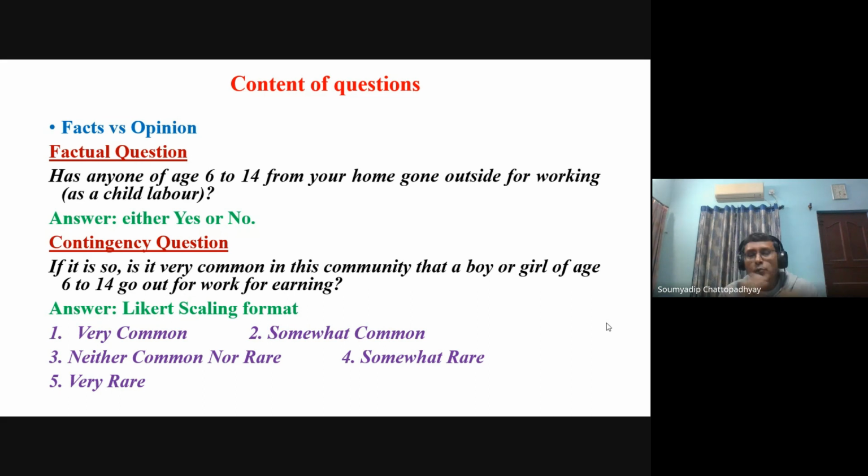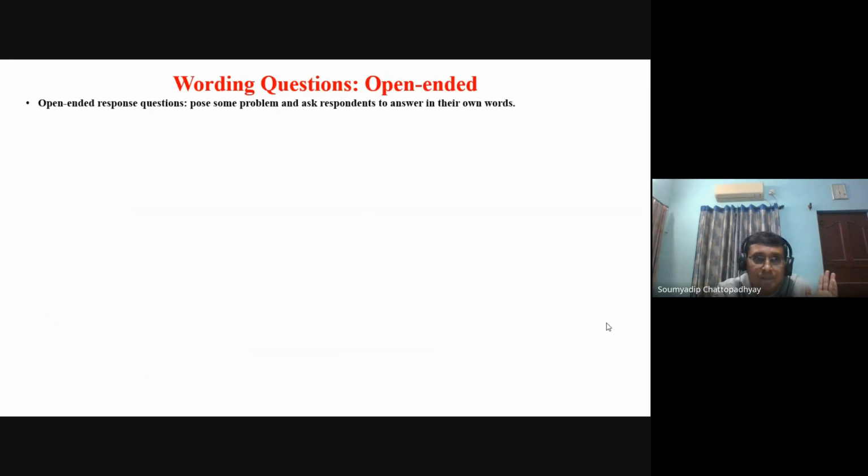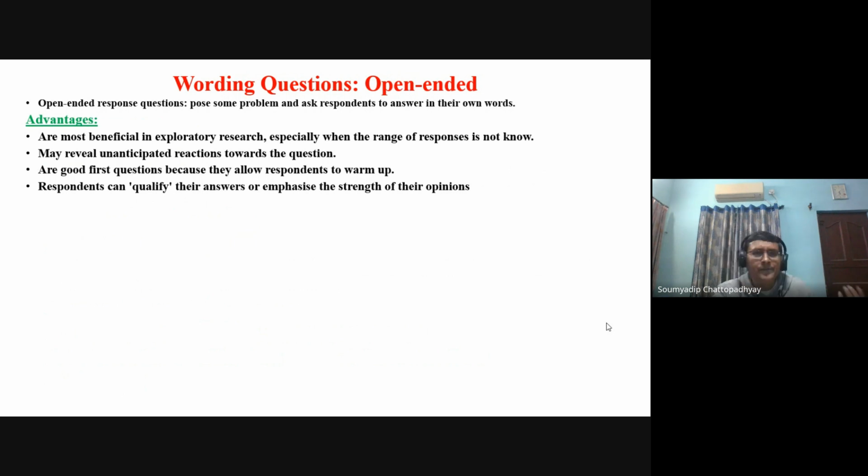So it's very important for us as researchers to distinguish between facts versus opinion, which are embedded in any particular question. There's a difference between a factual question and a contingency question, which is based on some sort of opinion. Similarly, in case of wording of questions, we can think of questions which are open-ended and questions which are close-ended. Now, an open-ended response question poses certain problems and asks respondents to answer in their own words. That means here we are not providing any guidance or prompt to the respondents to answer my questions.